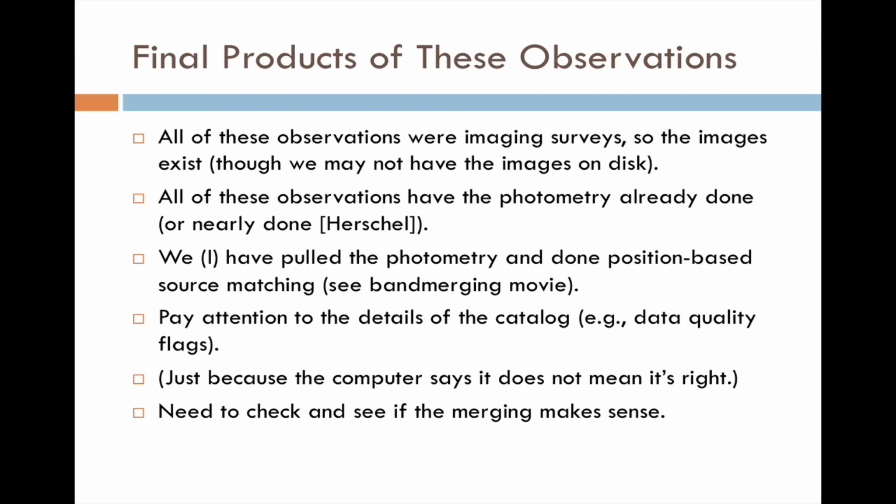When we're using these data, because we weren't the ones that did the photometry, we really have to pay attention to the details of the catalog and the documentation that go with the catalog so that we can understand what they're telling us. Understand if the computer has confidence in the detection, if the computer thinks it's an upper limit or a good detection or a bad detection. We need to pay attention to all of those things, because at the end of the day, just because the computer says it does not make it right, you need to check. And we're going to do that.